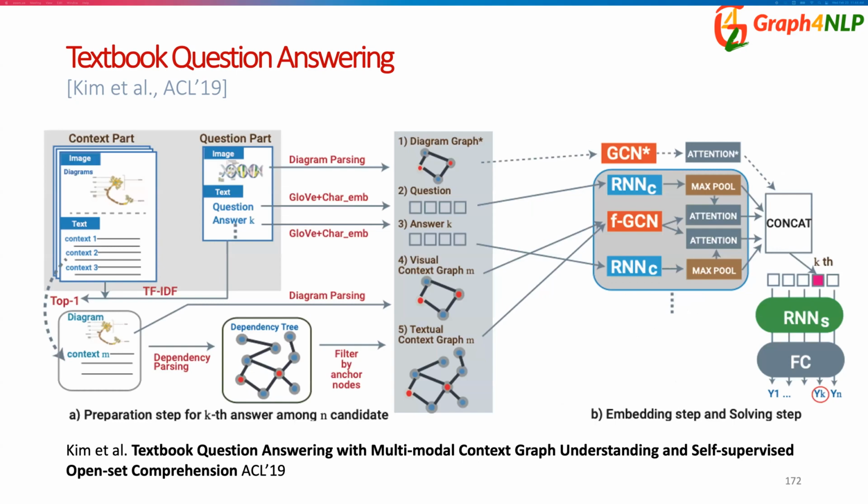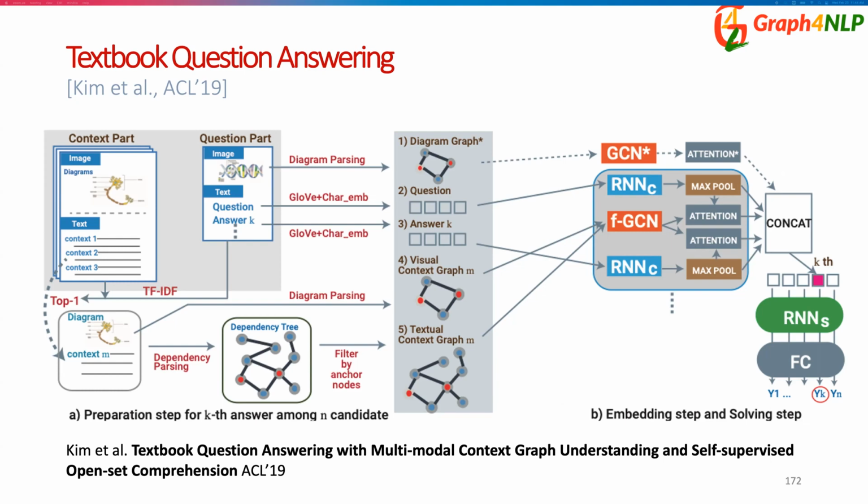You can see the overall architecture of this work. It contains two steps. The first step is the preparation step, which is to find the case answer among n candidates. The context is determined by TF-IDF score with the question and the case answer. Then the context is converted into a context graph. The question and the case answer are also embedded by graph and character embedding. This step is repeated for n candidates.